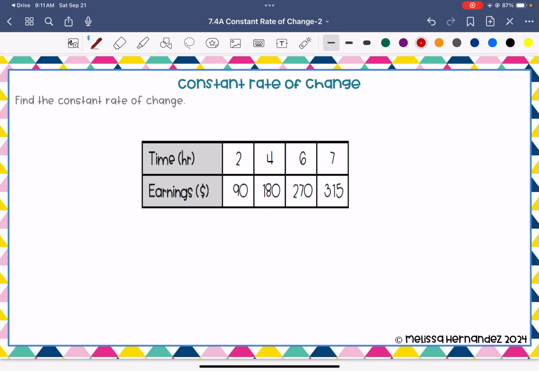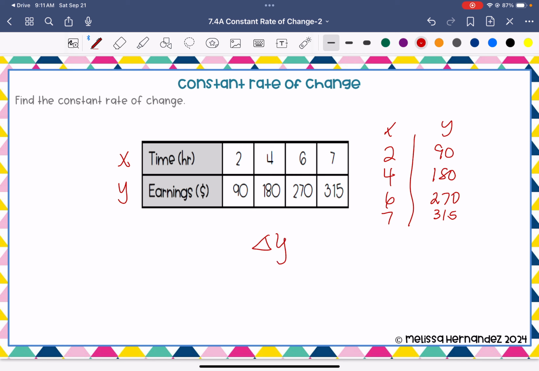So time is your hours, which is x, your independent value, because you control the time, maybe how many hours you work. And then your earnings is based off your time. I have a preference for vertical tables, so I'm just going to go 2, 4, 6, 7. Here are my x values. Here's my y. And don't forget, it's always change in y over change in x.